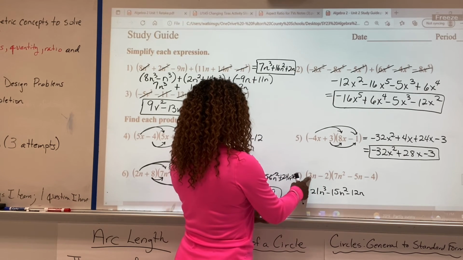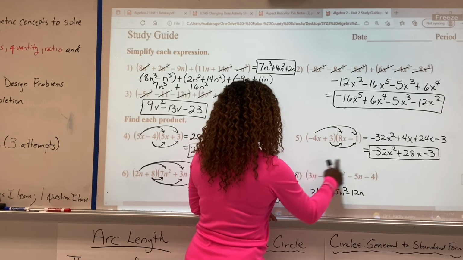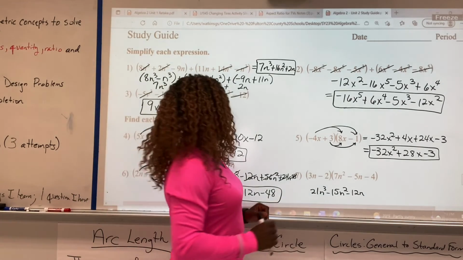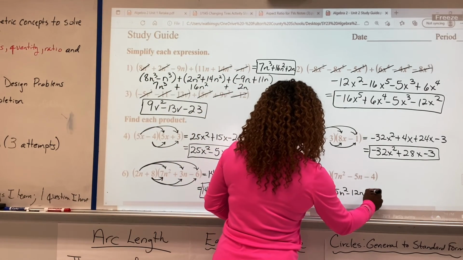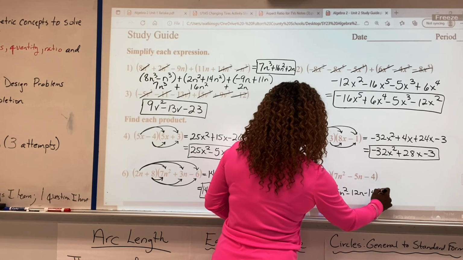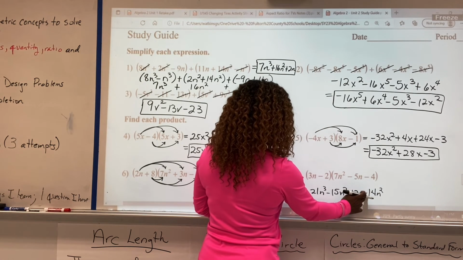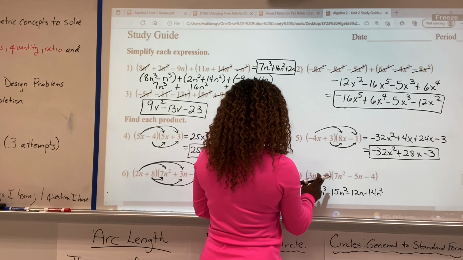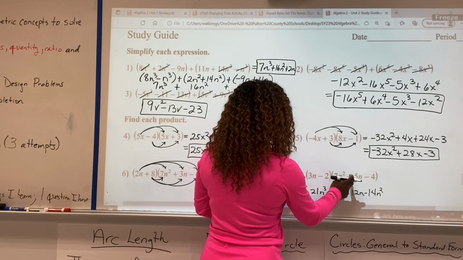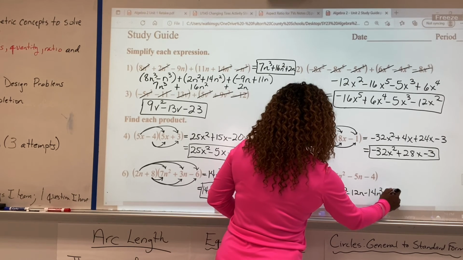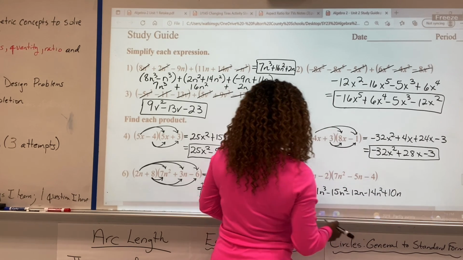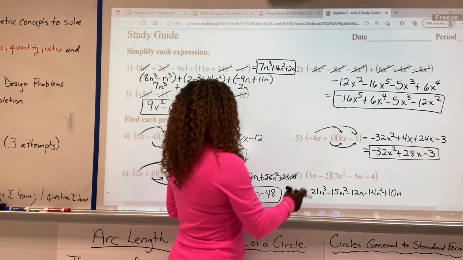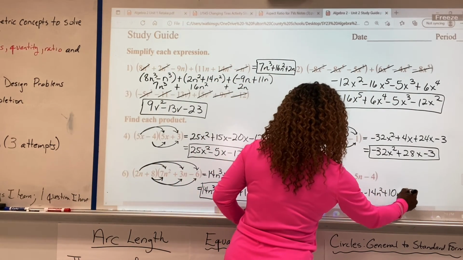So I've done the 3n times each of those terms. Now I need to do the negative 2. Negative 2 times 7n squared is negative 14n squared. And notice I put a negative, because it's a negative times a positive. Negative times a negative is a positive 10n. Be careful with those negatives and positives. Remember your integer rules and how they work. And negative 2 times negative 4 is positive 8.